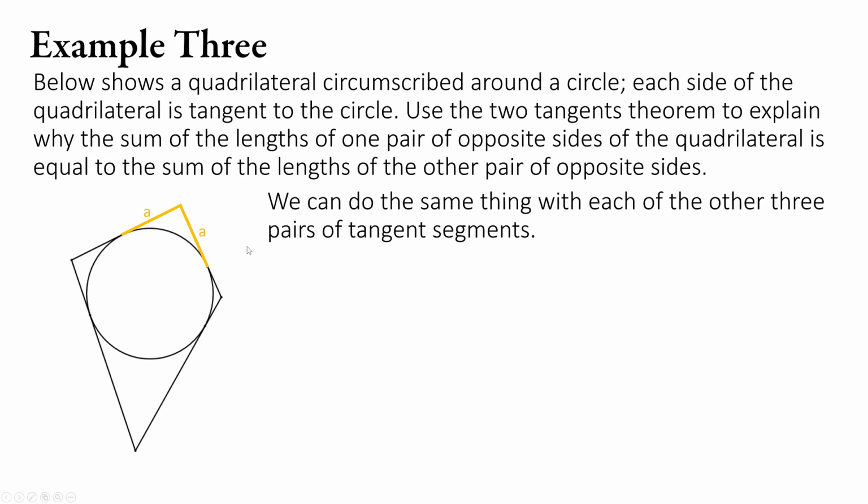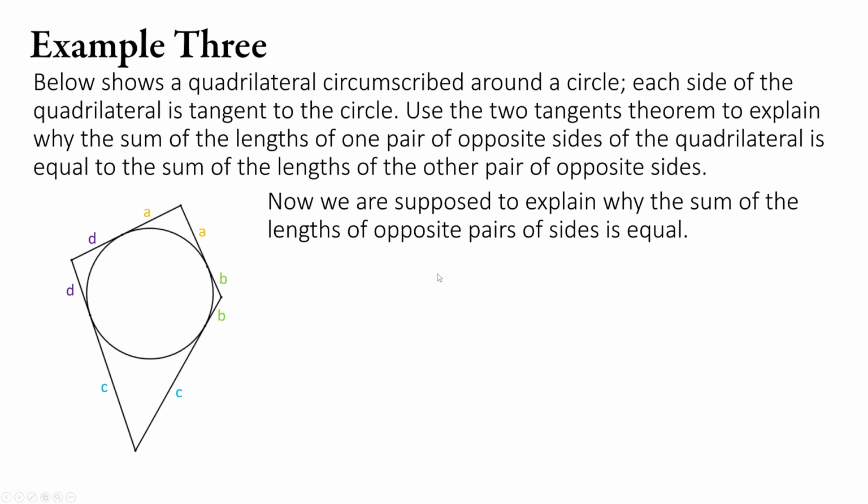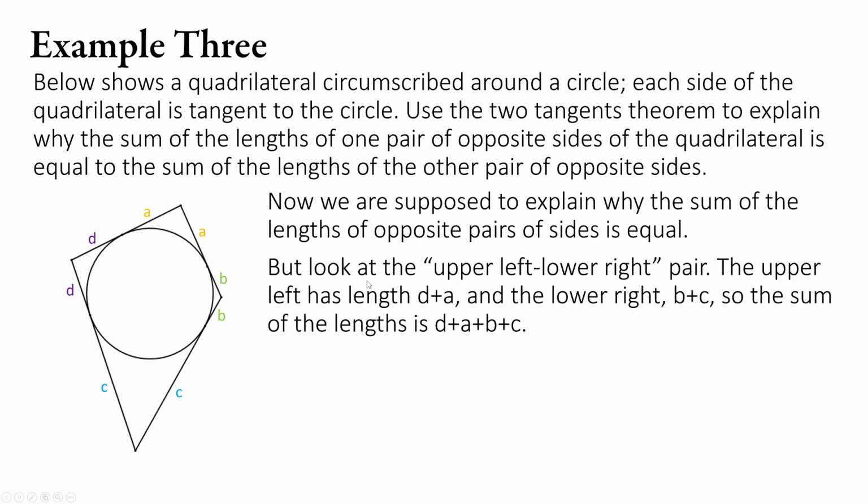Now I can do the same thing walking around the circle with the other three pairs of tangent segments. In green, I've got B and B. In blue, I have C and C. Purple, D and D. Now, we're supposed to explain why the sum of lengths of opposite pairs of sides is equal. But look at the upper left, lower right pair. Upper left, lower right. This is D plus A, that side.